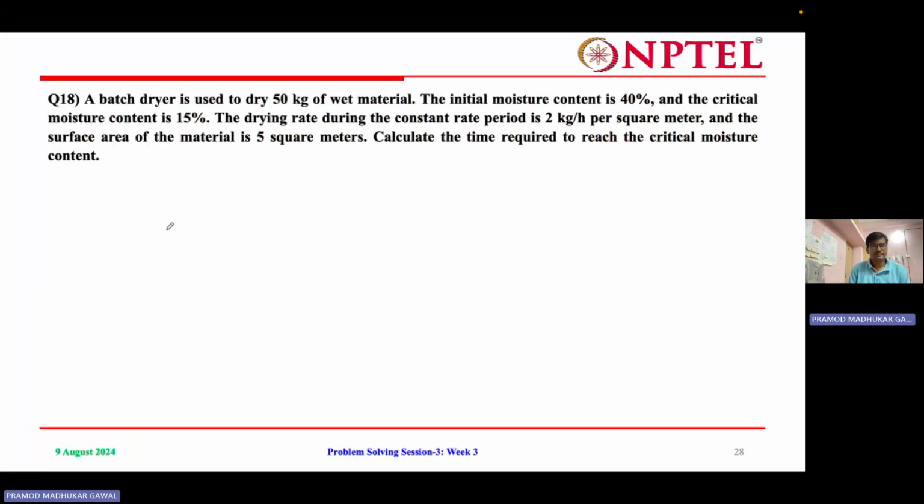Moving to question number 18. A batch dryer is used to dry 50 kg of wet solid. The initial moisture content is 40%. Critical moisture content is 15%. The drying rate during the constant rate period is 2 kg per hour per square meter, and the surface area of the material is 5 square meters. Calculate the time required to reach the critical moisture content.